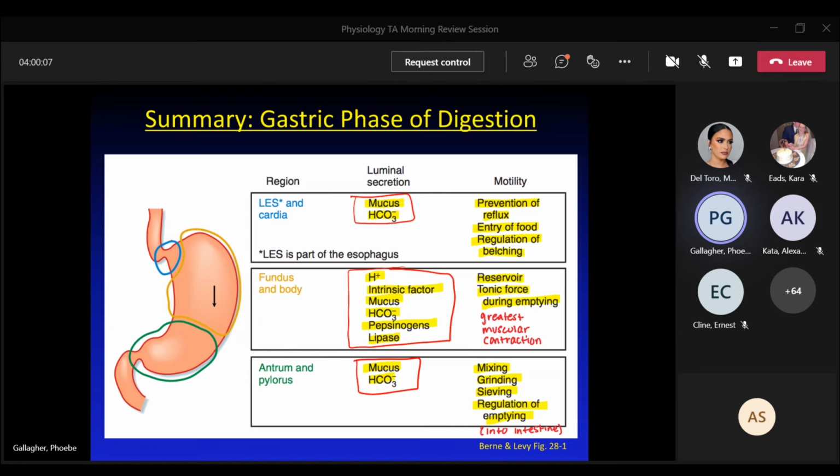Motility, you can have just a general understanding of this and you should be fine. Obviously the top part is going to regulate food entry and anything going out. So preventing reflux is what it's important for, and also belching because it's going to regulate whether air can escape. The fundus and the body is going to be responsible for forcing things downward. So it's going to have tonic force to help move things down. And this is where all your mixing and grinding is going to occur. You'll also see regulation of emptying into the duodenum. So just have a general understanding of the motility and make sure you do know the luminal secretions for these different regions.